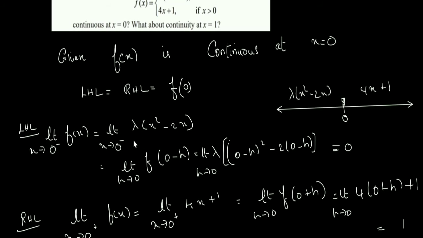So left limit is limit x tends to 0 minus of f of x, that is limit x tends to 0 minus of lambda x square minus 2x. When you find the left limit, you put x is equal to 0 minus h. When x approaches 0, h tends to 0. So lambda into 0 minus h, the whole square, minus 2 into 0 minus h. When you put h as 0, this becomes 0 and this is also 0. Finally, the answer is 0.